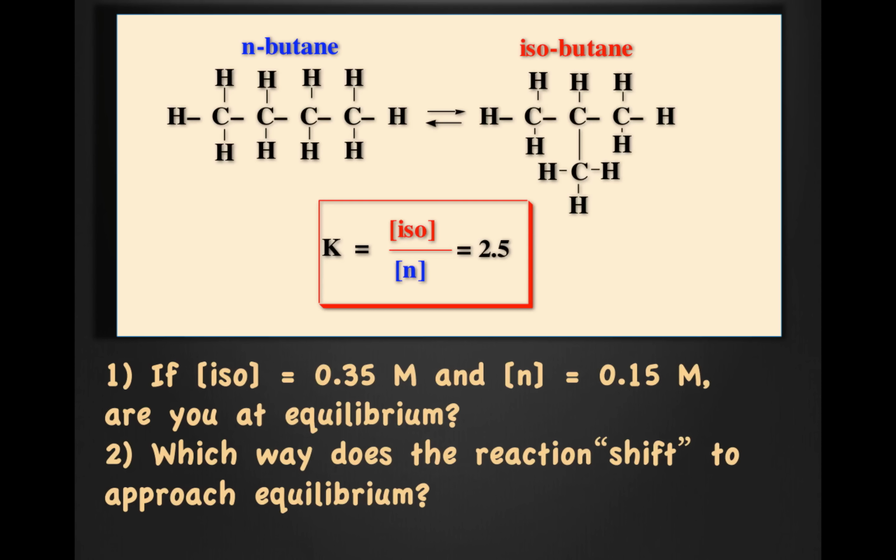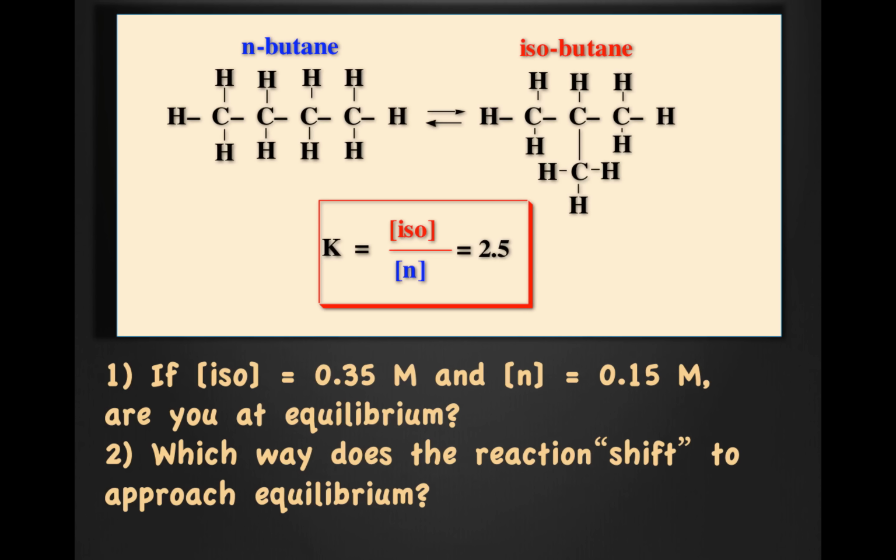In this example, n-butane or normal butane is in equilibrium with isobutane. Normal butane and isobutane are isomers of one another. They have the same molecular formula, but different structures. The equilibrium constant for this reaction is 2.5, meaning that there is more isobutane than normal butane.